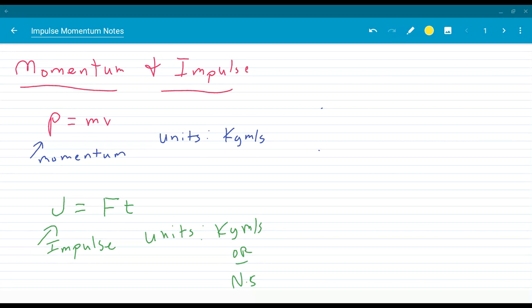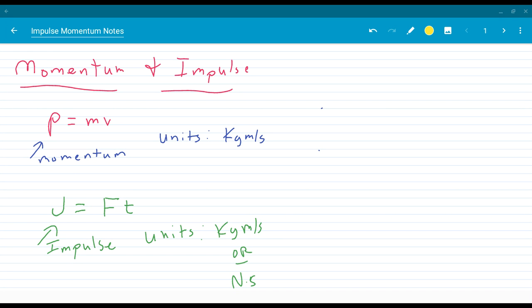Okay, we're going to quickly review some things about momentum to understand it with impulse. Last week you were assigned some things dealing with both momentum and impulse, and hopefully this explanation mathematically will make things a little bit more clear.